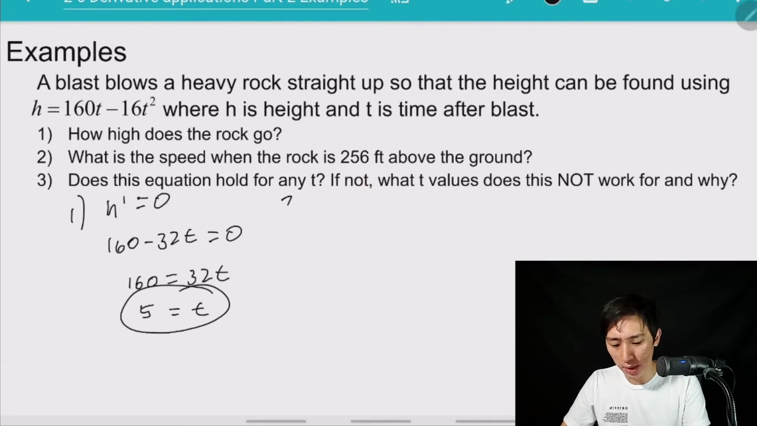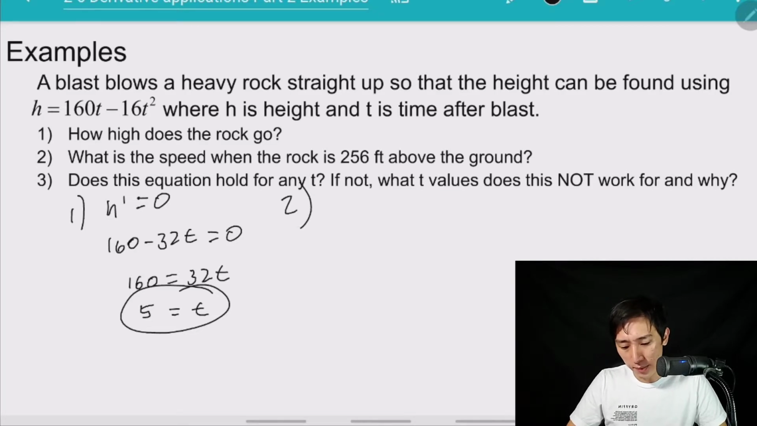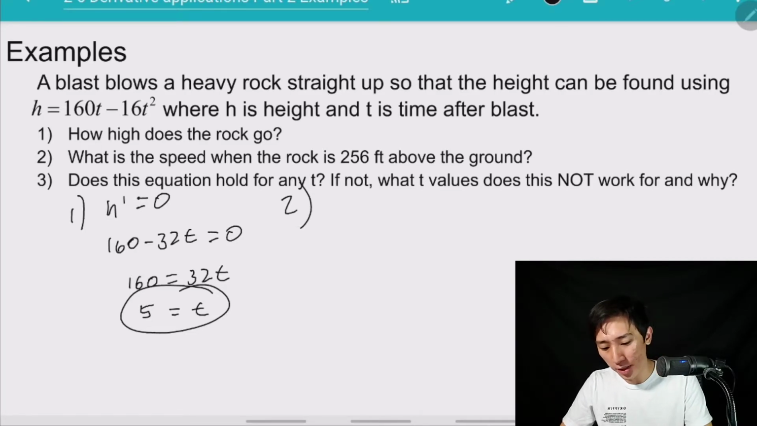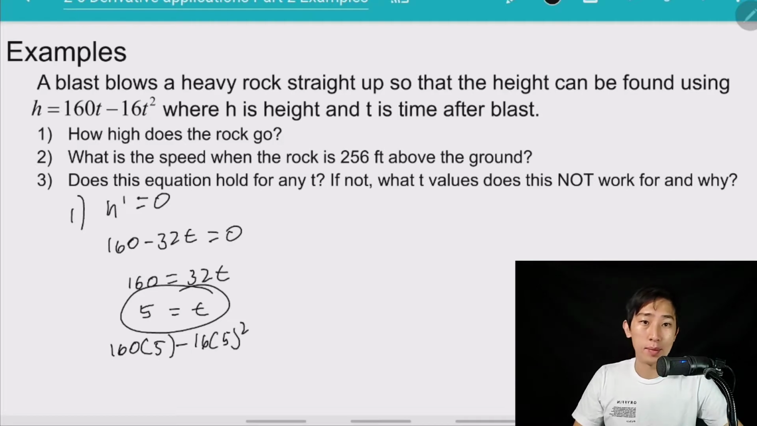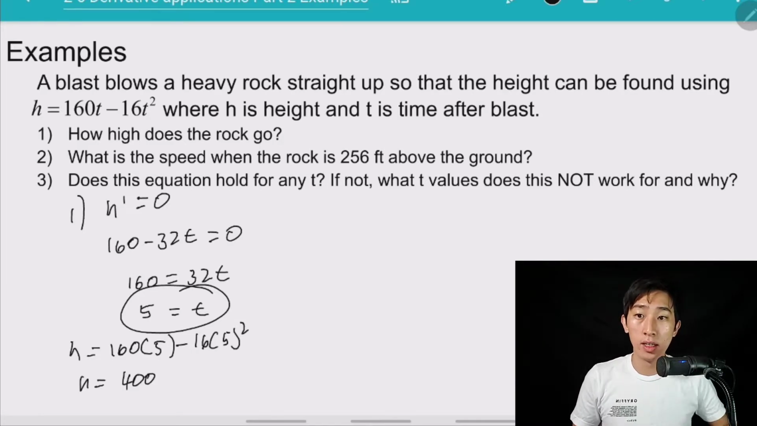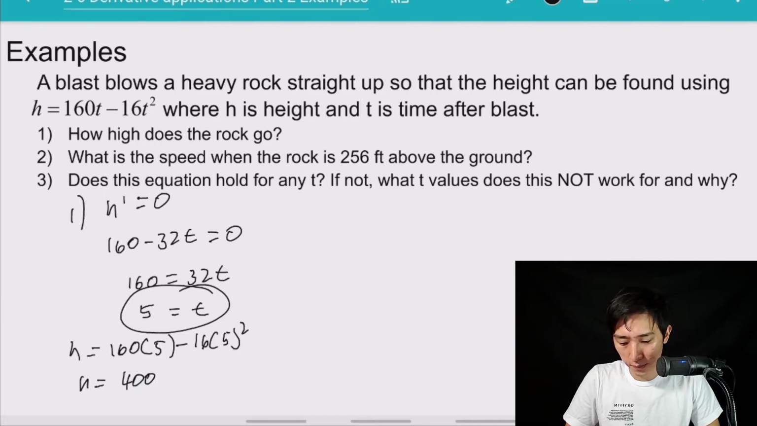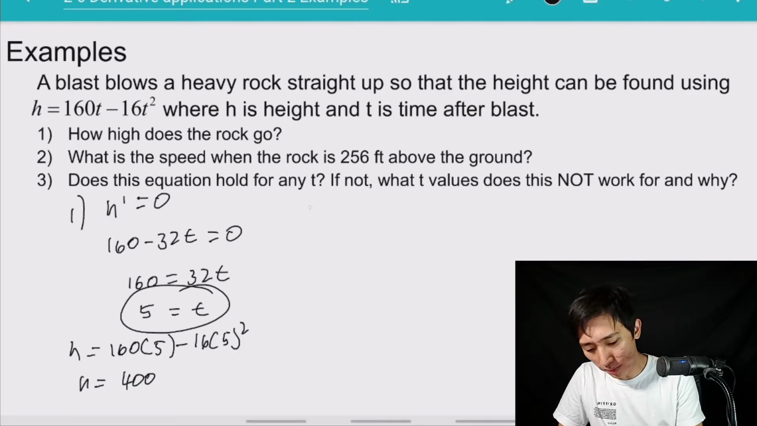So that's number one. Number two, it says how high does the rock go? So now that we found our t, we have to figure out what the actual height is. So it's going to be 160 times 5 minus 16t squared, or 16 times 5 squared. Let me pause so I can plug in my calculator. So your height is going to be equal to 400.